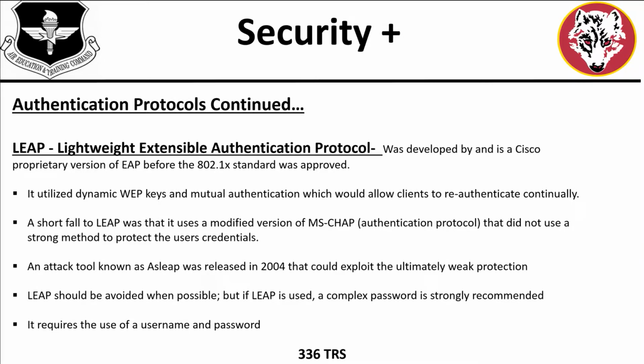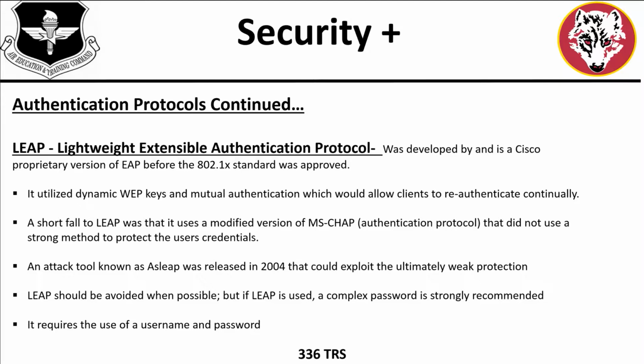Now, the first type of EAP extension is LEAP. It stands for Lightweight Extensible Authentication Protocol. It was developed by Cisco and is a Cisco proprietary version of EAP, and it was made before the 802.1X standard was approved. It utilizes dynamic WEP keys and mutual authentication, which allows clients to re-authenticate continually.